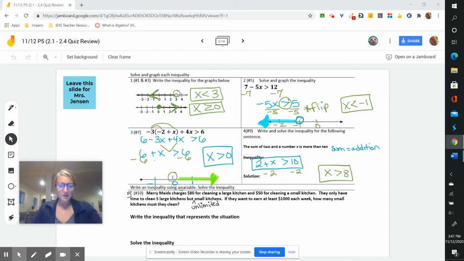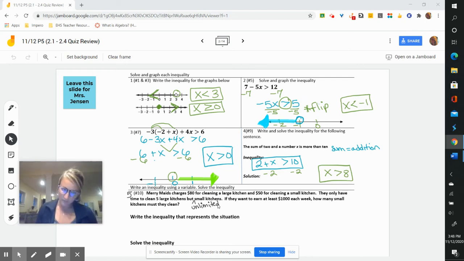All right, for the last one, Mary Maids charges $80 for cleaning a large kitchen and $50 for cleaning a small kitchen. They only have time to clean 5 large kitchens, but unlimited small kitchens. Sorry with that typo. If they want to earn at least $1,000 each week, how many small kitchens must they clean? So let's set up a verbal model first.